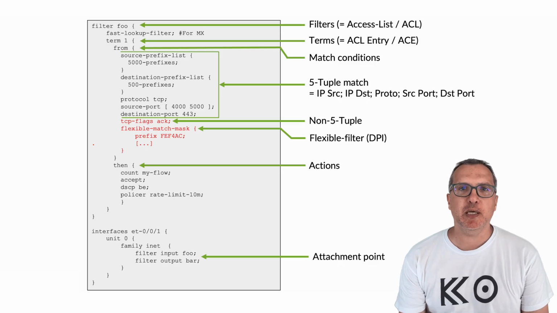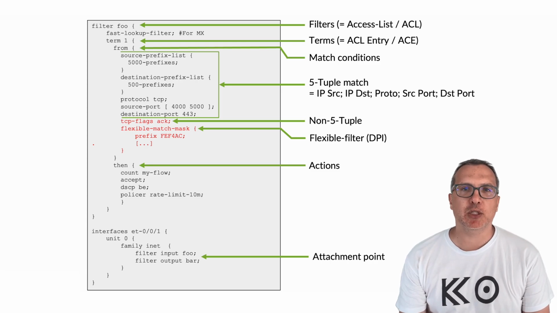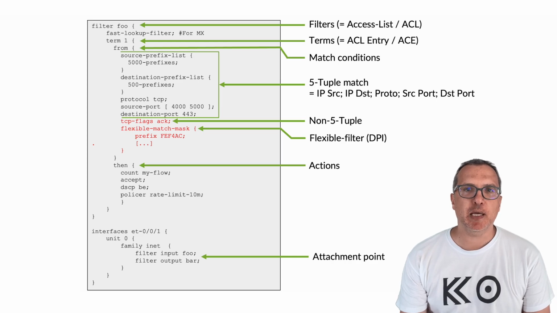On platforms like PTX and MX, a single filter can contain hundreds or even thousands of terms. Each term typically includes standard match criteria, the well-known 5-tuple: source and destination IP, source and destination port, and the protocol field. In red on this slide, we highlight the less common match types like TCP flags, packet length, or flexible match, which allows deep inspection into the payload. Also remember, each of these fields or match criteria can scale to very large values.